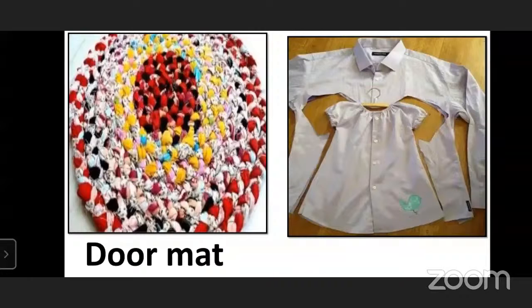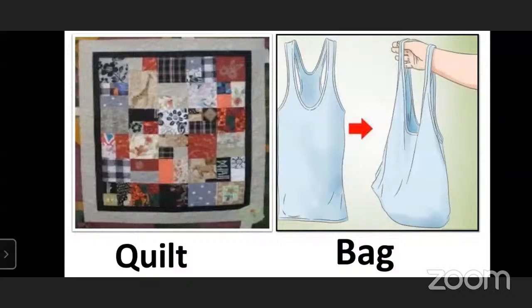Now see, these are the examples of reusing the cloth. First, we can make a doormat of it. And here the frock is made out of a shirt. So this is reusing of old cloth. And a quilt. You can see here the quilt. We can use it either as a chadar or place it on the floor. You can see the quilt is made by stitching pieces of cloth. And here a bag is made out of a sando banian. So these are the reuses of cloth. Children, quilt, bag, doormat.